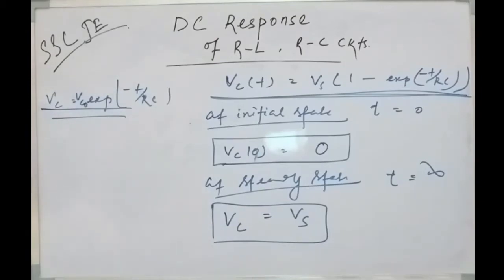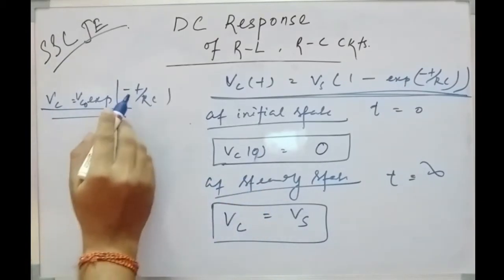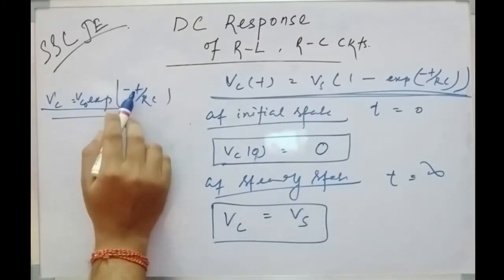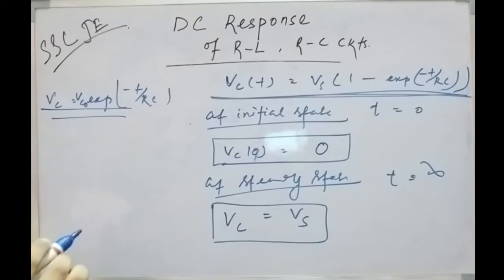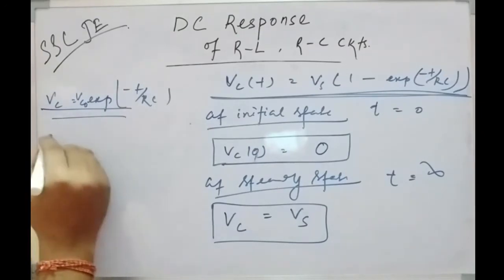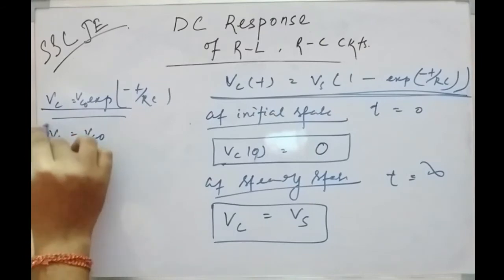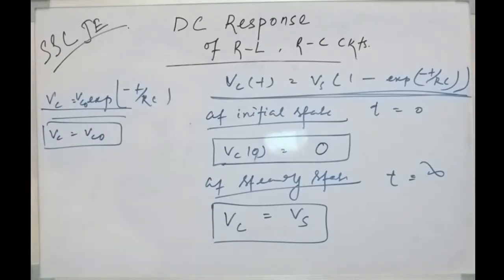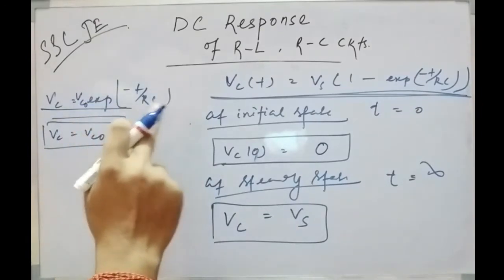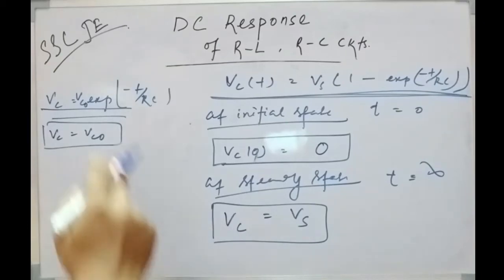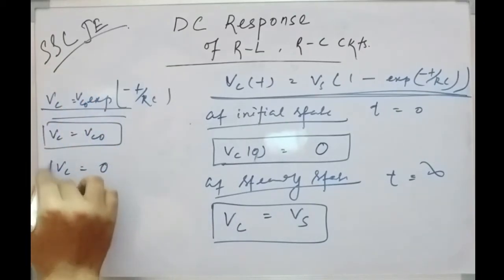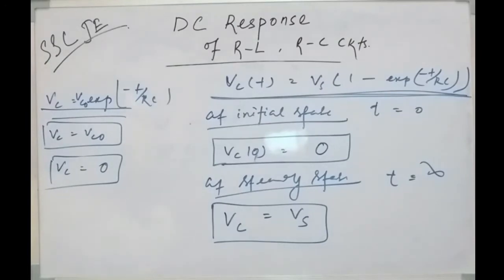Whatever may be the case, here if I am taking the initial condition, t equals to 0, that means exponential to the power 0, that is 1, so Vc equals to Vc naught. Because initially Vc equals to Vc naught, that means the capacitor is initially charged. And in the final expression you are getting exponential to minus infinity, that is 1 by infinity, that is 0. So finally the capacitor will be discharged to 0 voltage. Okay, fine.